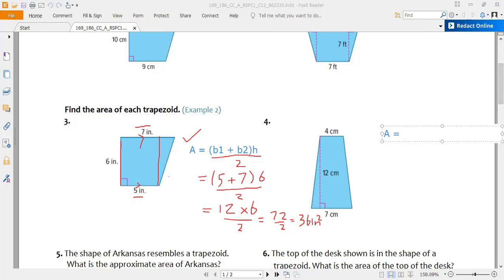We have been given two bases, one below and one on the top. So we write base 1 plus base 2. We multiply them with the height, which is also given, and after that we divide all of these things by 2.